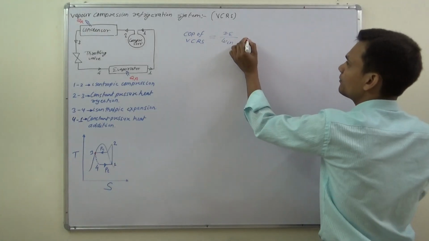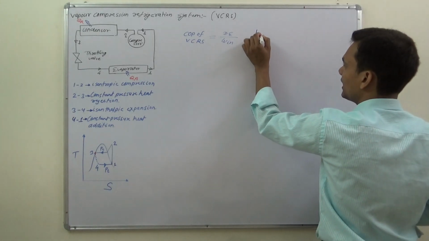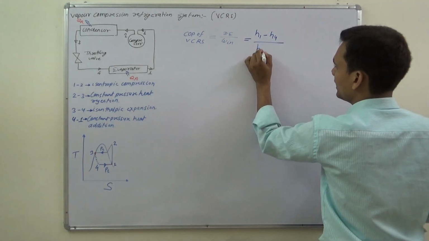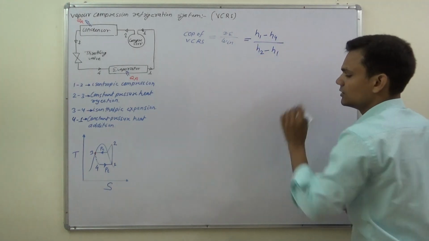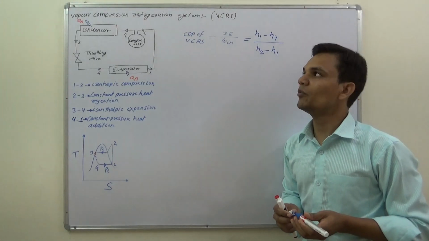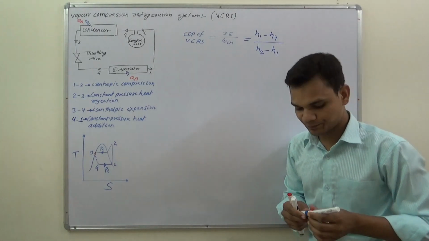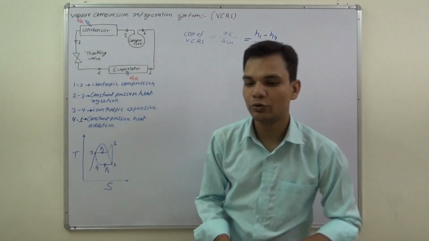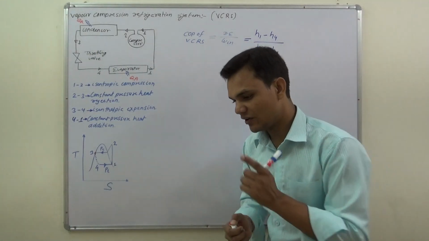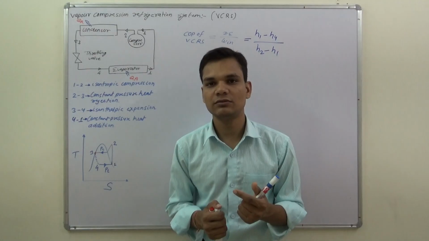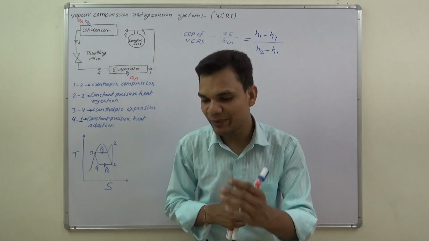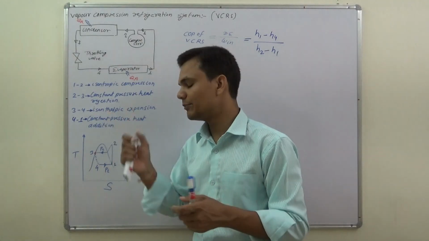So we can write the desired effect will be H1 minus H4 by work input H2 minus H1. So this is the formula for the COP for the vapor compression refrigeration cycle. One more point related to the throttling process is why we do not take this process as an isentropic process, why we prefer here an isenthalpic process.